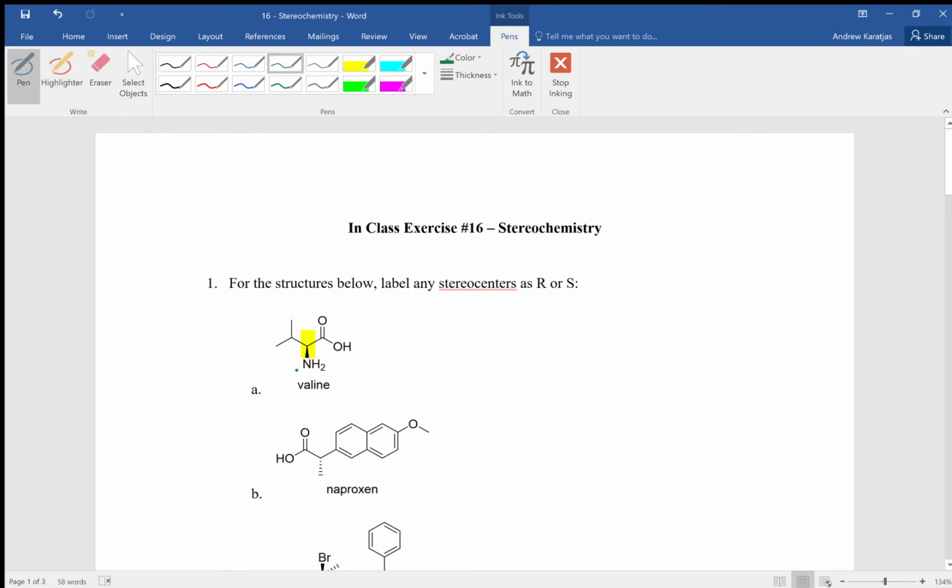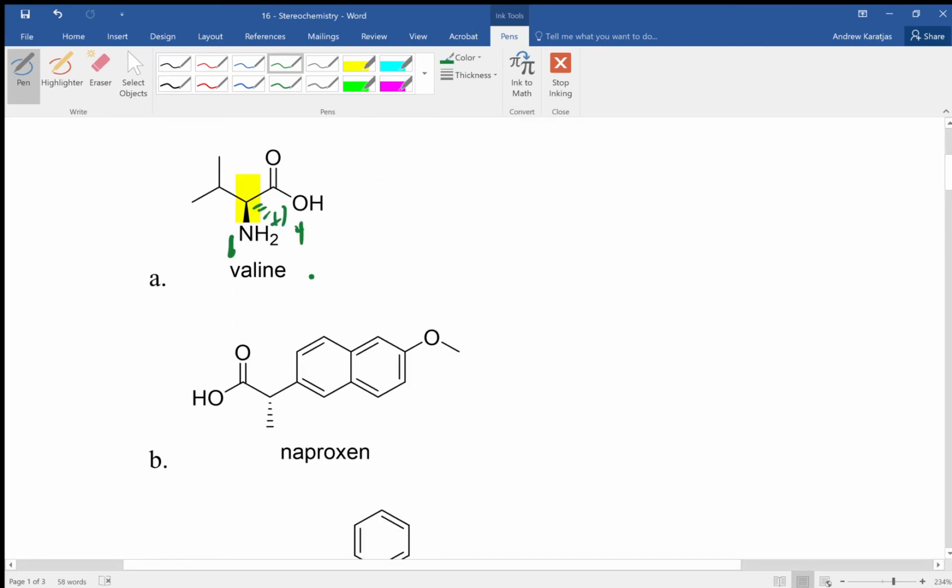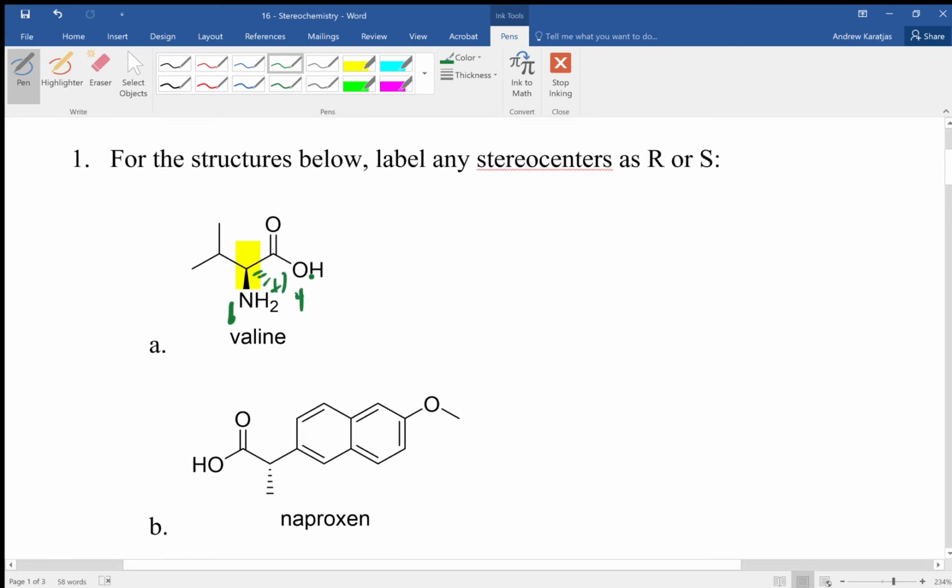The highest priority group is the nitrogen. Then we have 2 carbons and the low priority group, which is not drawn in, but is a hydrogen pointing back. Between the 2 carbons that are drawn in, we have on the left a carbon that's bonded to 2 other carbons, and on the right a carbon that's bonded to 2 oxygens. Carbon bonded to oxygens is higher priority than the carbon bonded to other carbons.